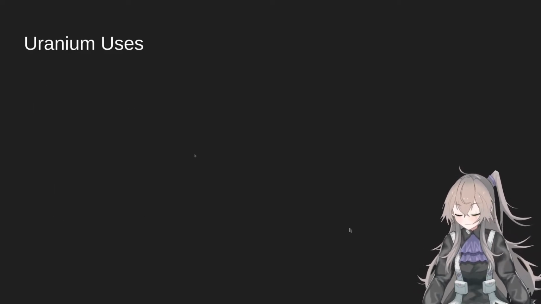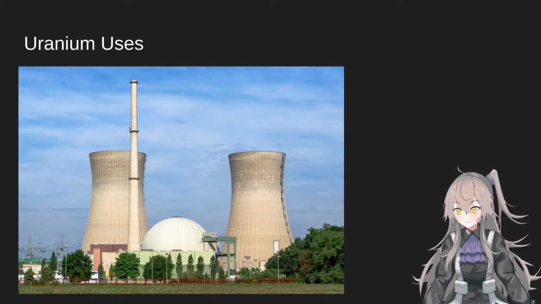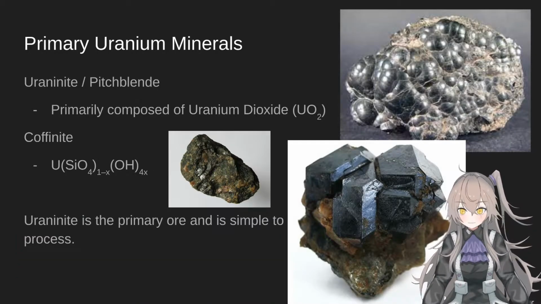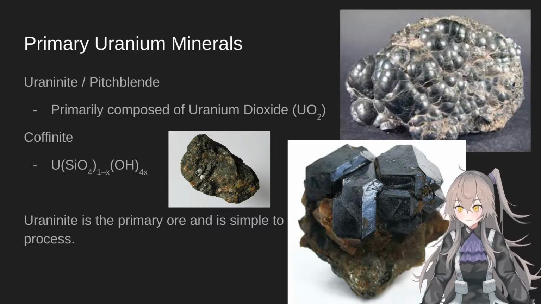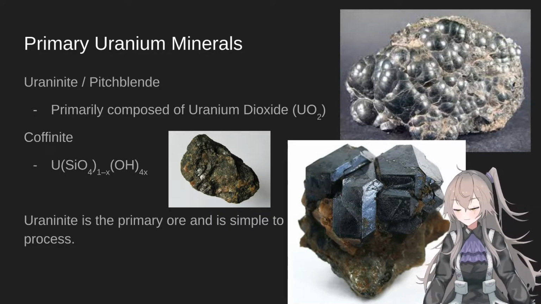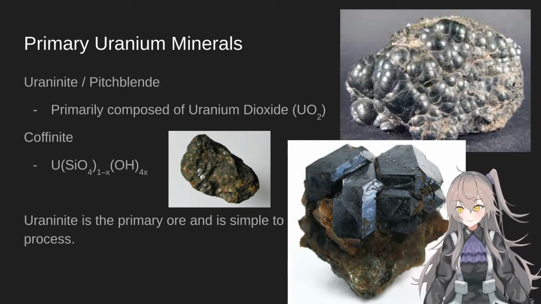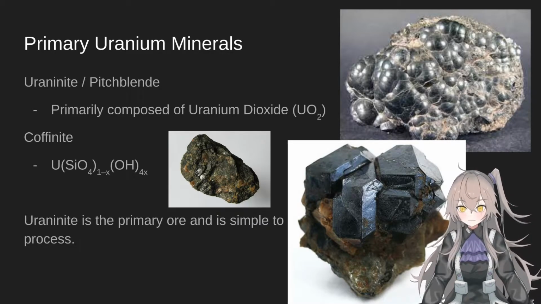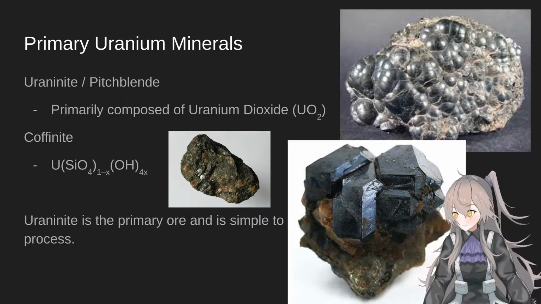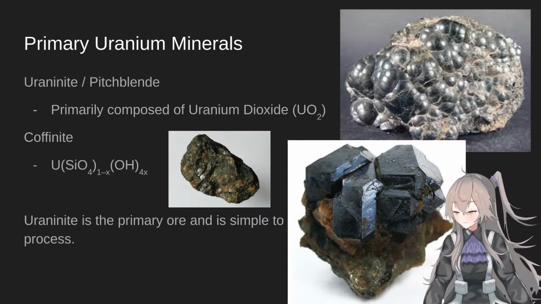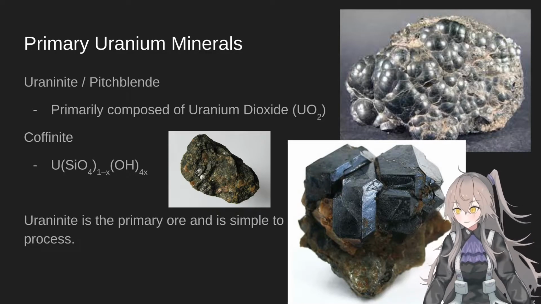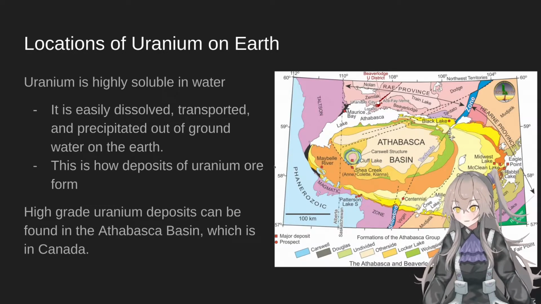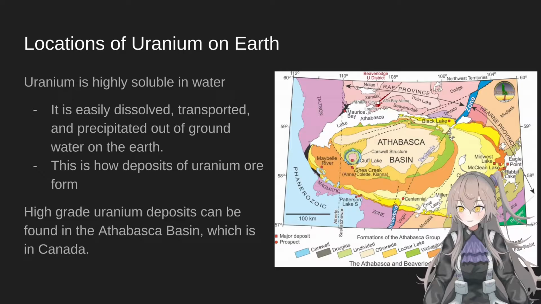Now, uranium can be used for a lot of things, such as nuclear power plants and nuclear weapons. The main place that people are going to get uranium ore from is uraninite, also known as pitchblende, as well as coffinite. Coffinite is a silicate mineral, and uraninite is mainly uranium dioxide with other impurities added in. Uraninite is the primary ore, and I'll be talking about it in this presentation because it's relatively simple to process.